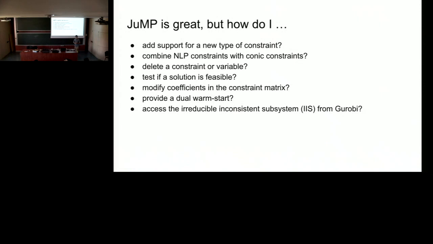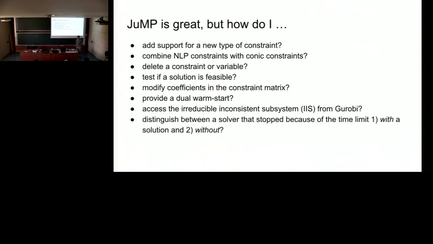Another thing is, how do I access the IIS from Gurobi? So when you solve an LP or a MIP, some commercial solvers support returning a minimal set of inconsistent constraints, and that's a nice tool to have when debugging infeasibility. We didn't really have infrastructure to dig in and ask for a solver-specific attribute and get that result back cleanly through JuMP.